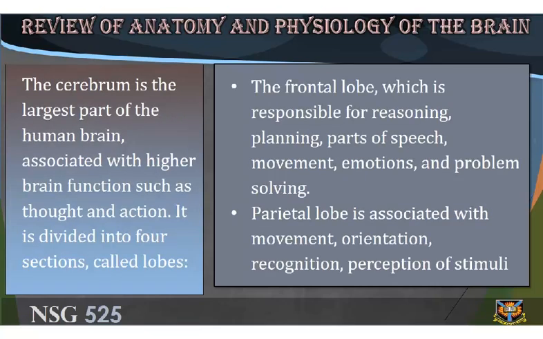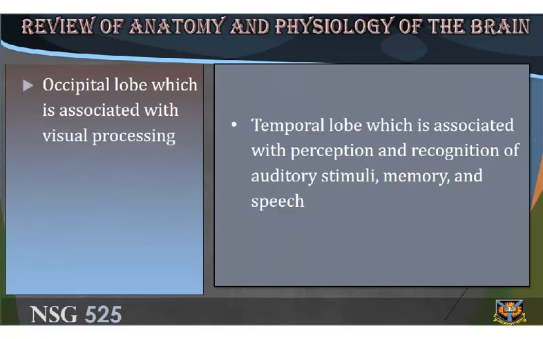The cerebrum is the largest part of the human brain, associated with higher brain function such as thoughts and action. It is divided into 4 sections called lobes. The frontal lobe, which is responsible for reasoning, planning, part of speech, movements, emotions, and problem solving. Parietal lobe is associated with movement, orientation, recognition, perception, and stimuli. Occipital lobe, which is associated with visual processing. Temporal lobe, which is associated with perception and recognition of auditory stimuli, memory, and speech.